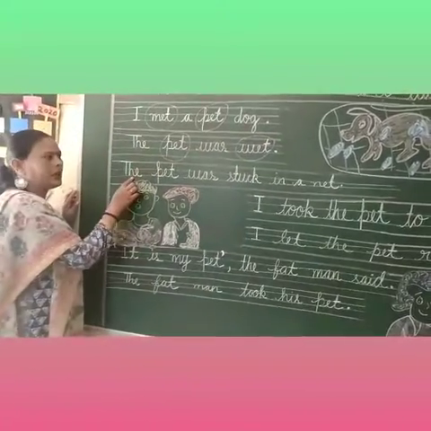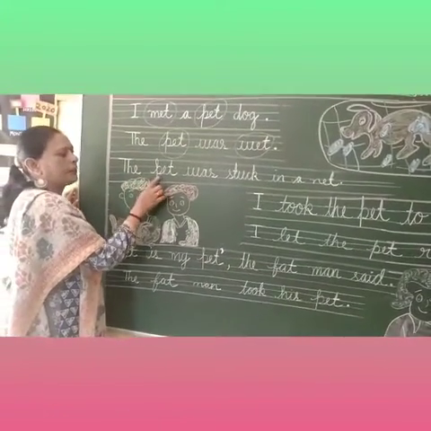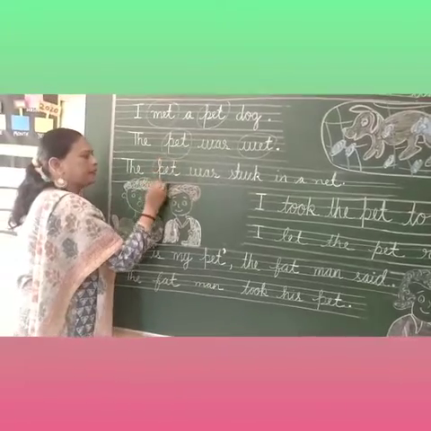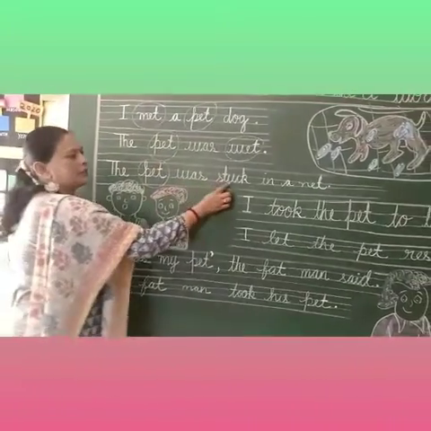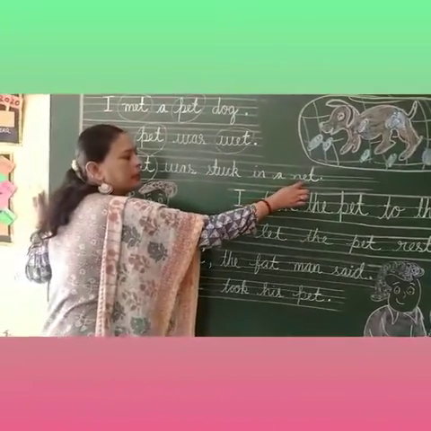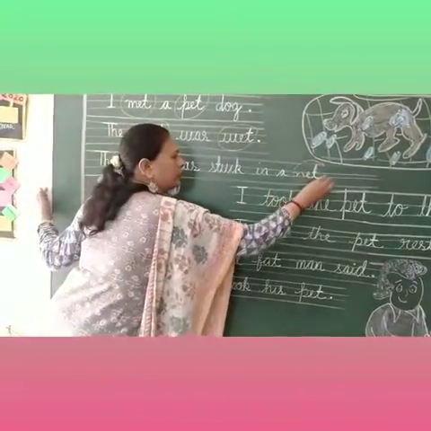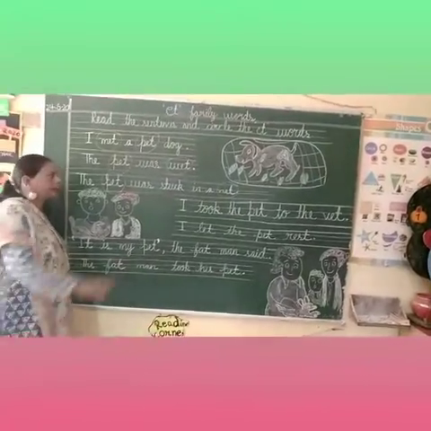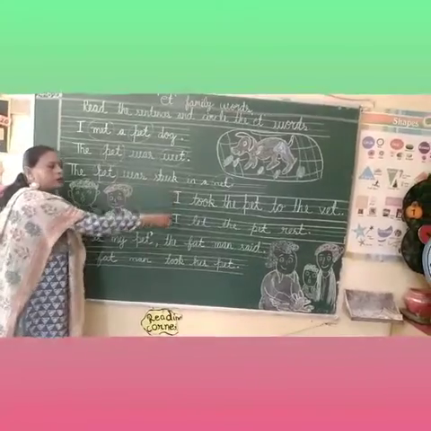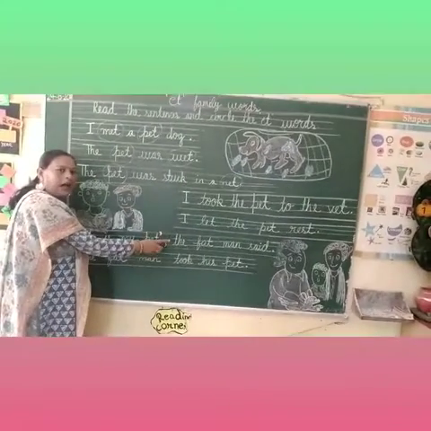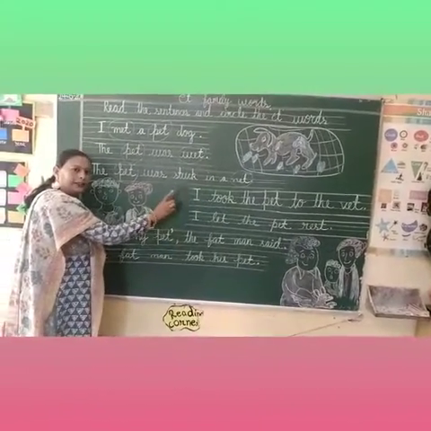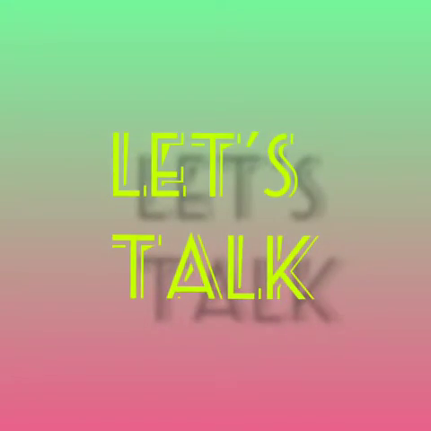Now come to the next line. The pet. P, et, pet. Was stuck in a net. N, et, net. Now children, in the same way, you also read all these lines and circle the at words and complete.